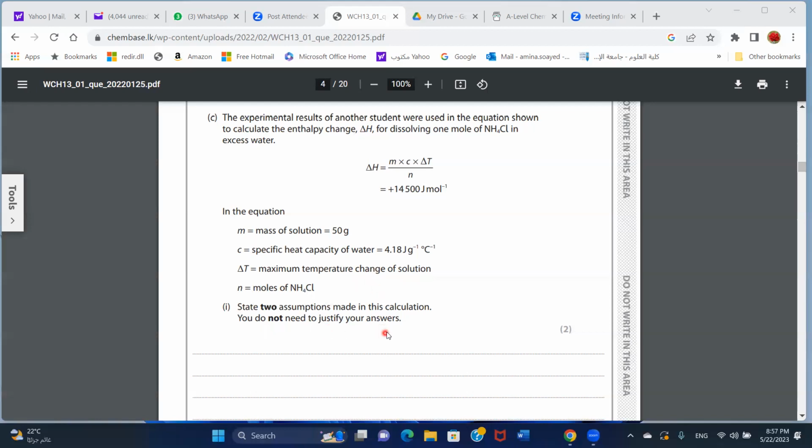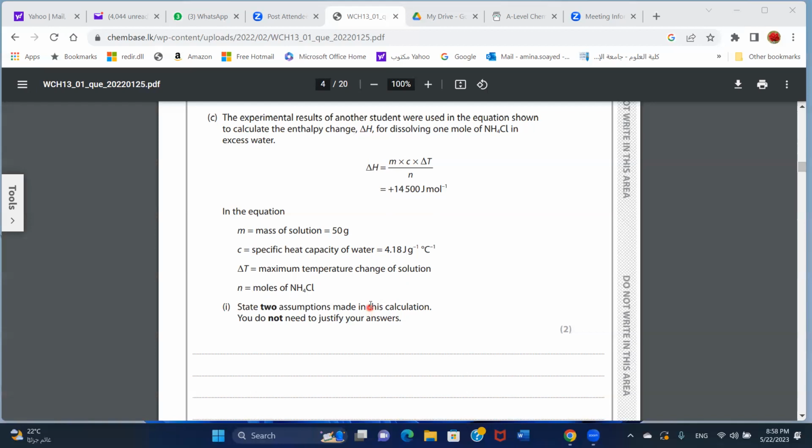They said you do not have to justify, but I'm just justifying in case they ask you at any time. So here they assume that the specific heat capacity of water is 4.18, although the heat capacity of the solution would differ because it is not like that of water. We have a solution, we don't have water, but the specific heat capacity of water is 4.18 and we are using it here, although for the solution it would differ. And also the density, we assume here that the density of water is equal to 1 gram per decimeter cube, although the density of the solution is not 1 gram per decimeter cube.